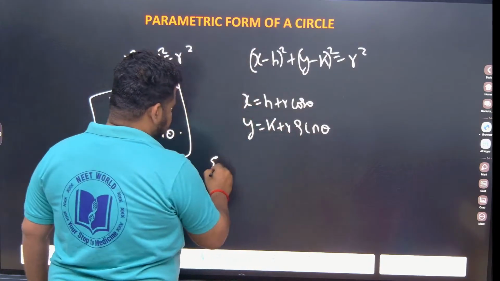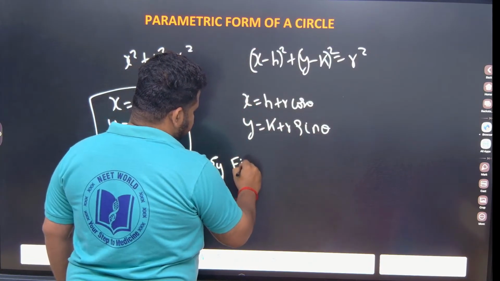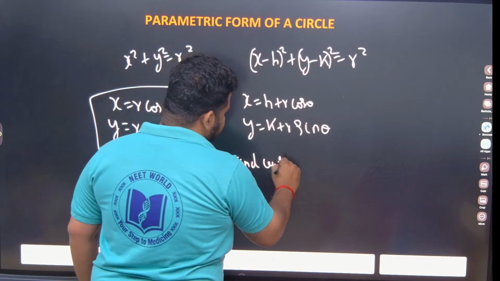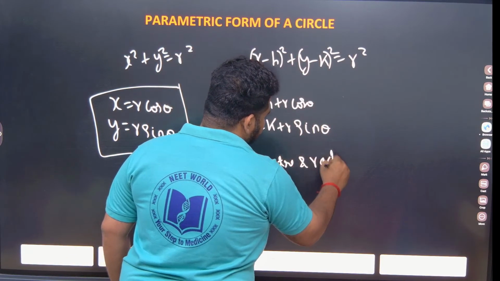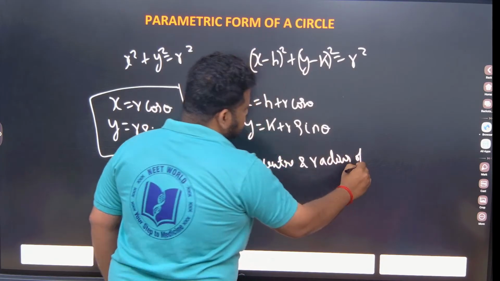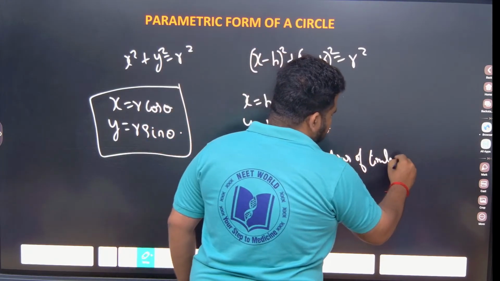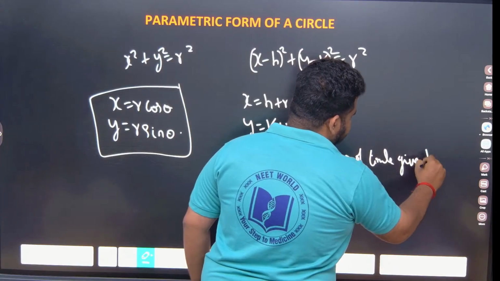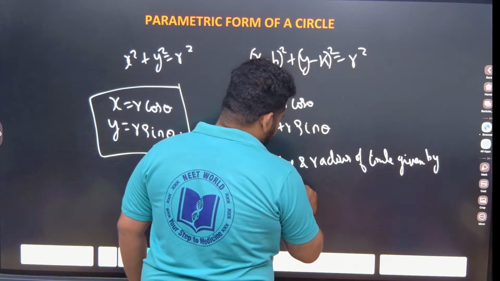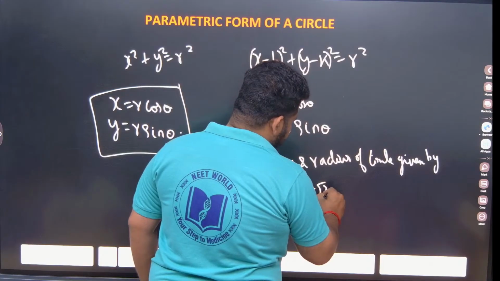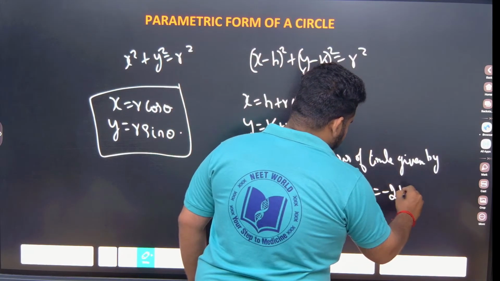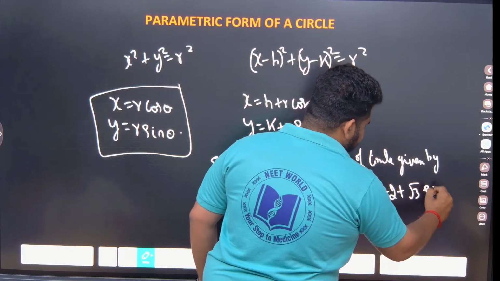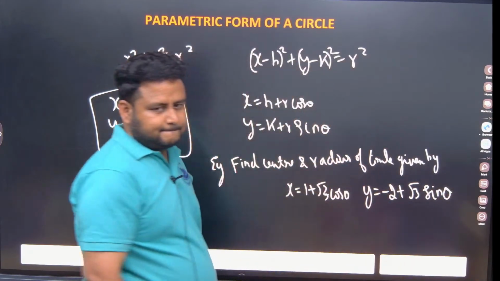Now, for example, find the center and radius of the circle given by x is equal to 1 plus root 3 cos theta, y is equal to minus 2 plus root 3 sin theta. Directly you can tell.